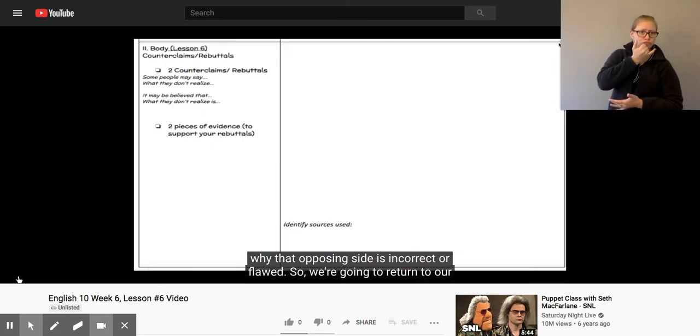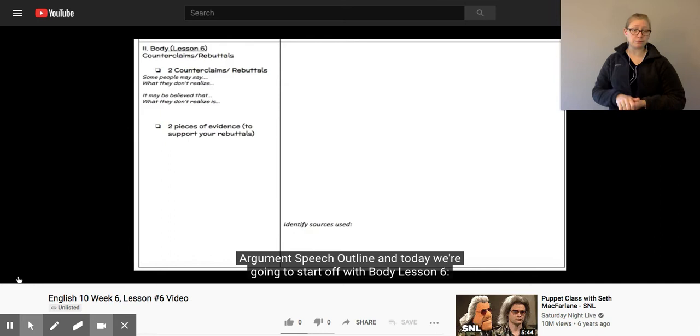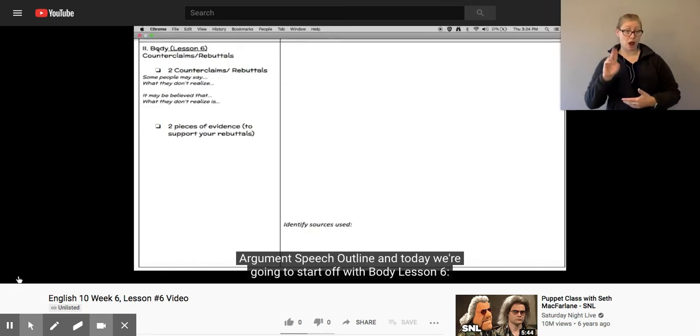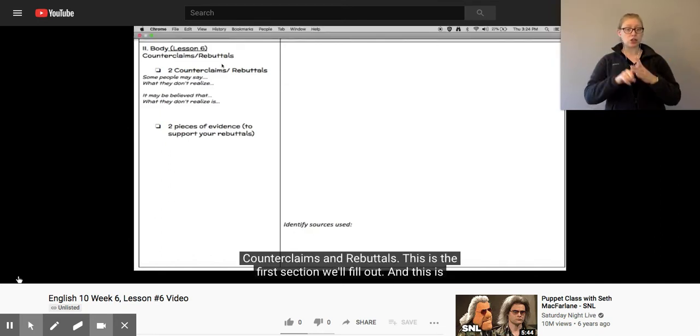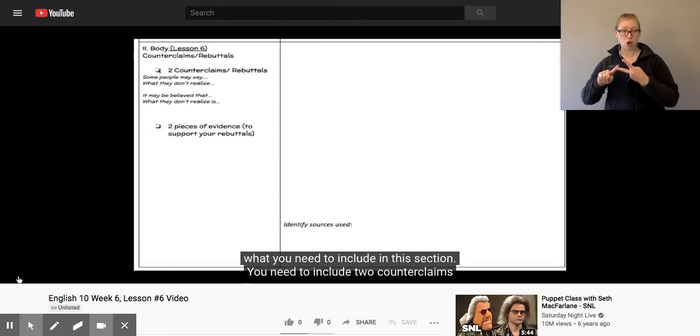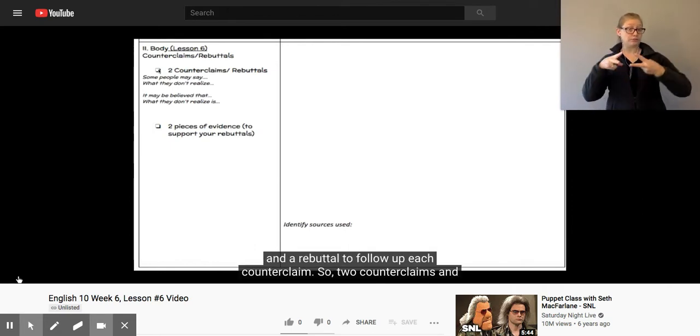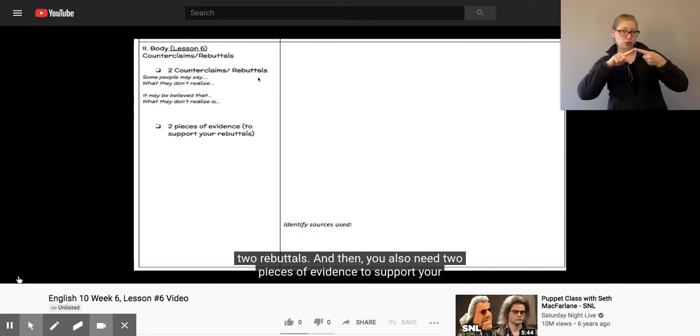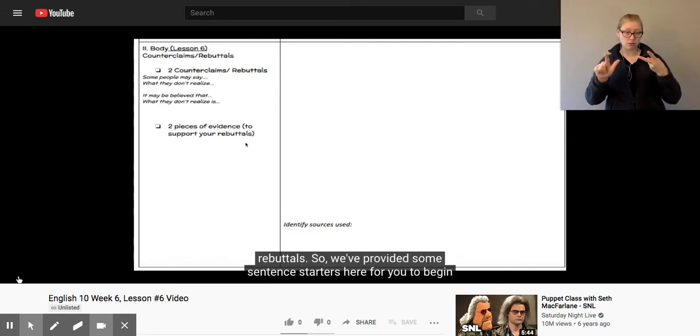So we're going to return to our argument speech outline, and today we're going to start off with body lesson 6, counterclaims and rebuttals. This is the first section we'll fill out, and this is what you need to include in this section. You need to include 2 counterclaims and a rebuttal to follow up each counterclaim. So 2 counterclaims and 2 rebuttals. And then you also need 2 pieces of evidence to support your rebuttals.